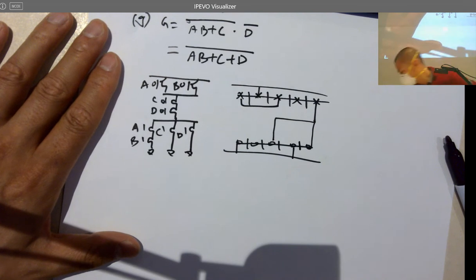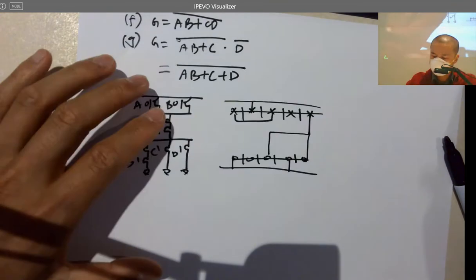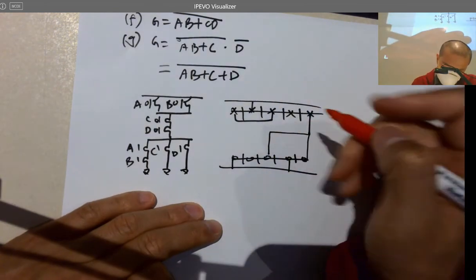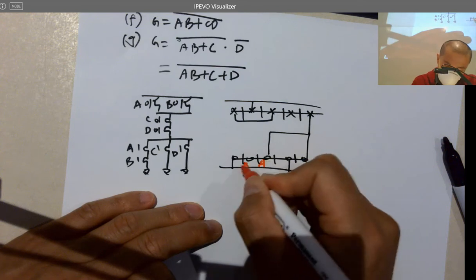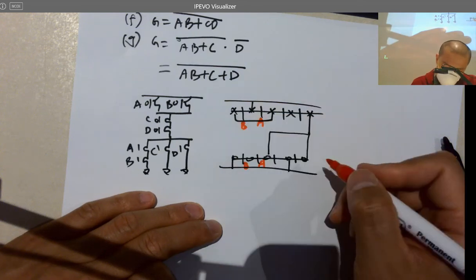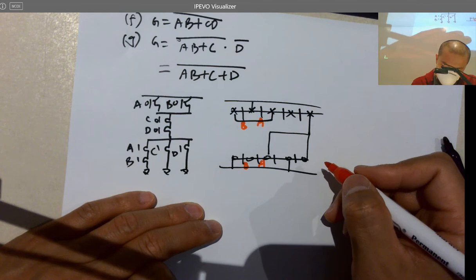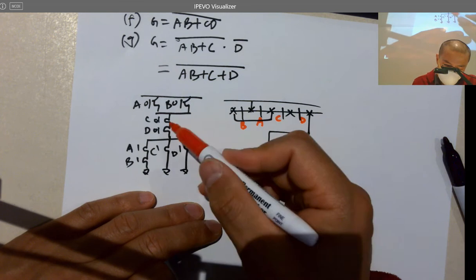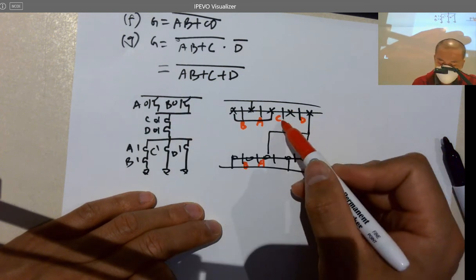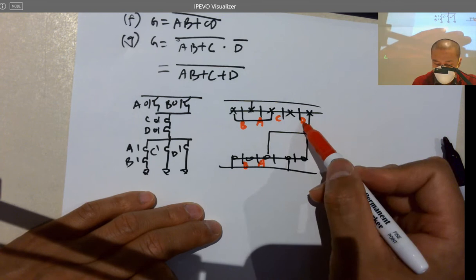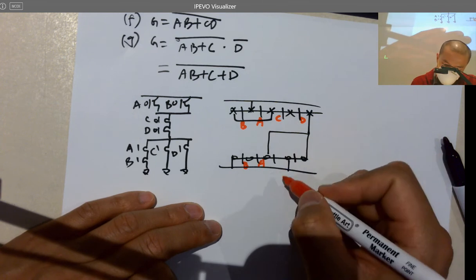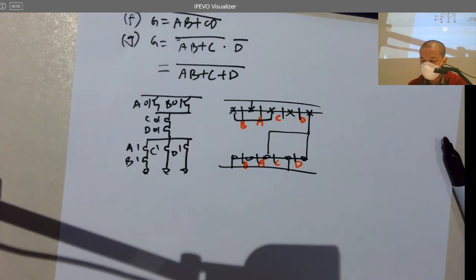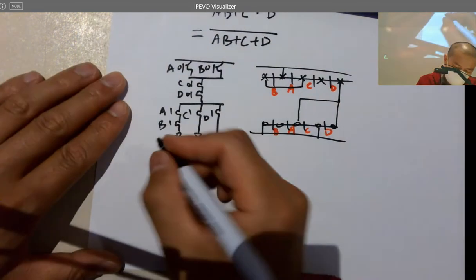So in that case, I prefer this to be A, this to be B. So this must be A, this must be B. C, D in the order because these are in series. So I prefer, this must be C, this must be D. In that case, I prefer this to be C, this to be D. That's for G. H.